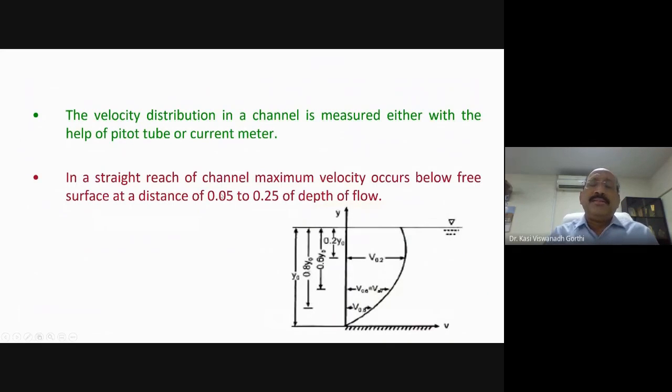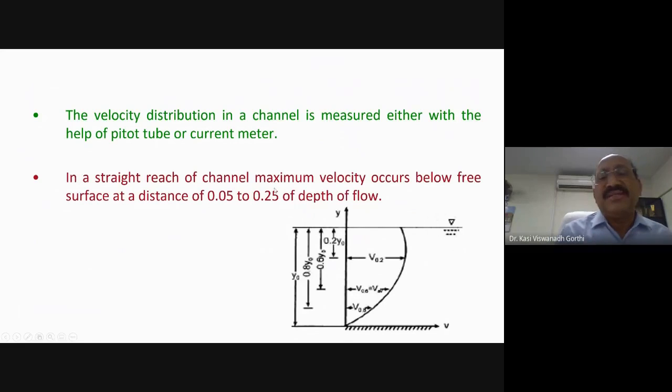The velocity distribution in a channel is measured either with the help of a pitot tube or a current meter. You have studied about the pitot tube and pitot static tube in your fluid mechanics subject for measuring the velocity. Similarly, for open channels, the device used is the current meter, or even a pitot tube can be used. In yesterday's class we saw the piezometer for measurement of pressure. Similarly, for measurement of velocity, the device used is a pitot tube or current meter in open channels.